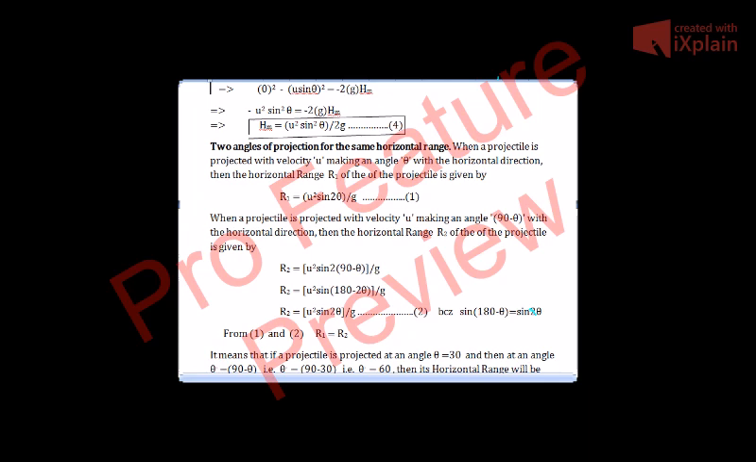So if tomorrow somebody asks you what are the two angles at which a projectile is projected, if one of them is 20 degree, what is the other? You must tell him that it will be 70. If one is 30, then another must be 60. If one is 40, then another must be 50.